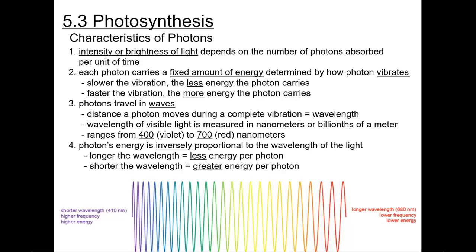Now, photons travel, like we said, in waves, and so the distance a photon moves during its complete vibration is referred to as its wavelength. The wavelength of visible light is measured in nanometers, or billionths of a meter. That ranges from 400, where violet is, to 700, where red is. So notice that the wavelength gets smaller at violet at 400. It gets larger, or bigger waves, at 700 at red. So photon energy is inversely proportional to the wavelength of light. The longer the wave, the less energy per photon. The shorter the wave, the greater the amount of energy per photon.